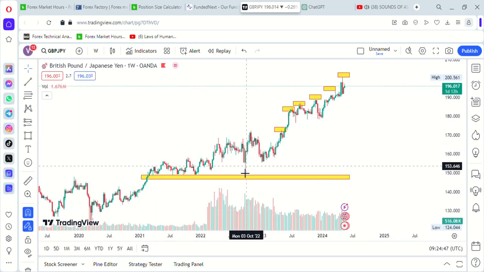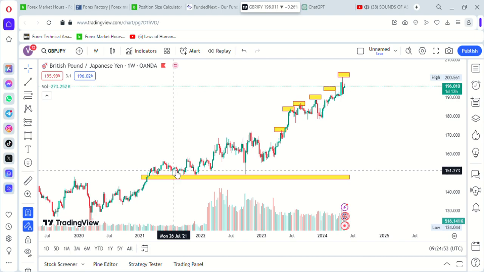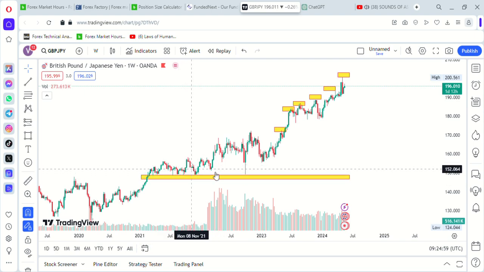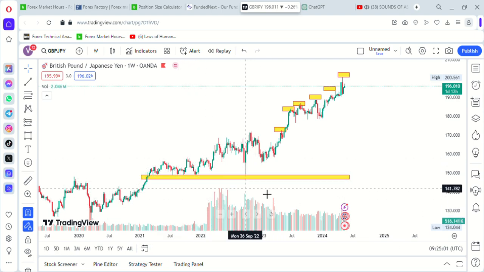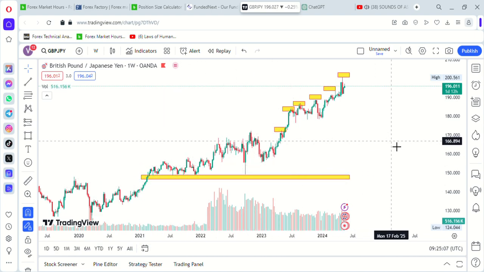So if you start from here, you mark the zones. You see the market came here and bounced, the market touched here, the market touched here. So it shows that this is a support. The market is finding it difficult to pass this zone. So that makes it a support. So you pick out the support.